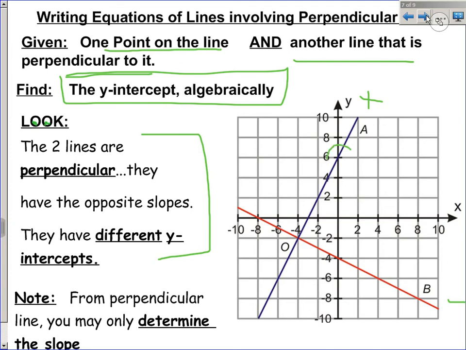Notice that they have different y-intercepts. So that's why we have to find the y-intercept algebraically. Note, the only thing you can take from the perpendicular line is the slope. The rest of the information we do not use. So we just want that slope so we can figure out how to write the equation of the line.